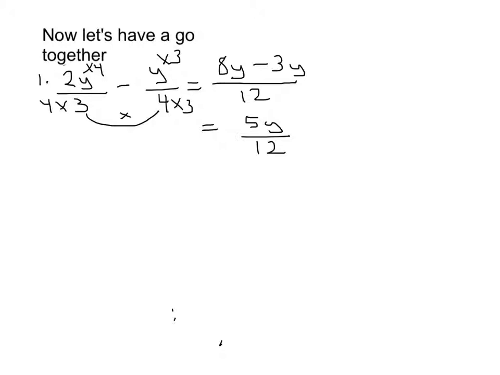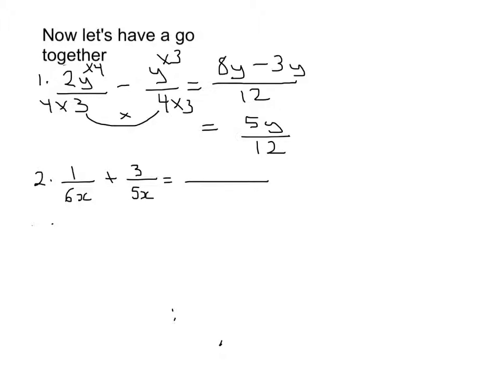Let's do one more together. And let's see. Or maybe a couple more. Let's go back to number 2 over here. 1 over 6x plus, let's say, 3 over 5x.